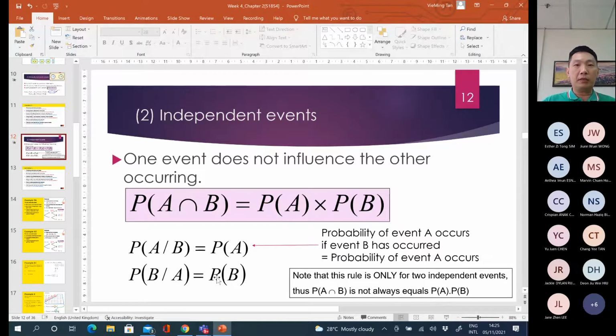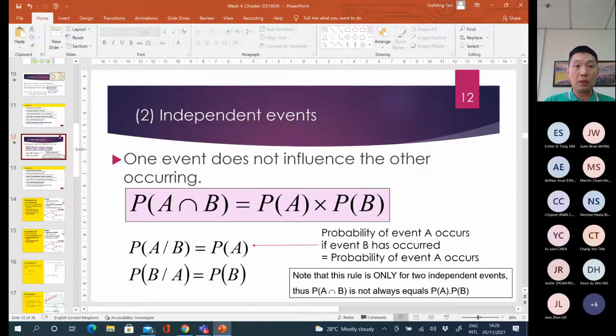So let's say the question asks you to calculate probability A given that B already happened. What is the answer? The answer is still equal to probability A. Why? Because A is not affected by B for an independent event question. Similarly, if you are asked to calculate probability B given that A already happened, the answer is still equal to probability B, because B is not affected by A, even though we know that A already happened. So this formula is only applicable for independent events questions, right?